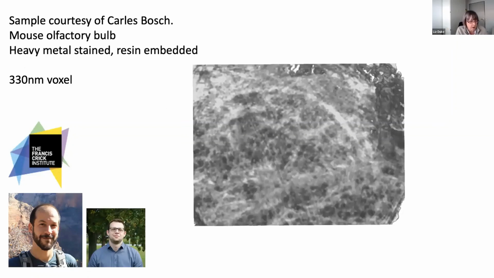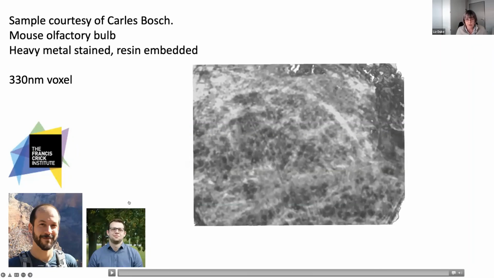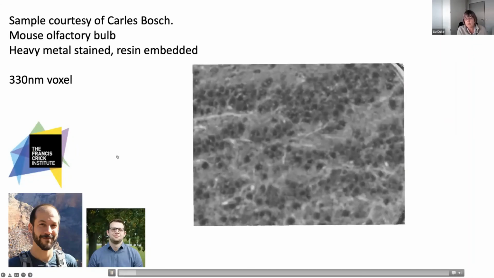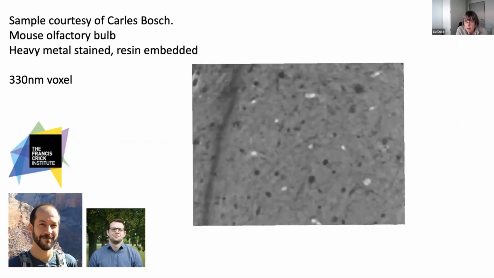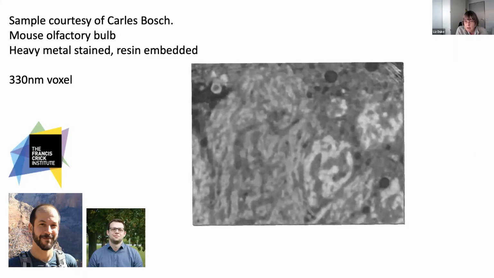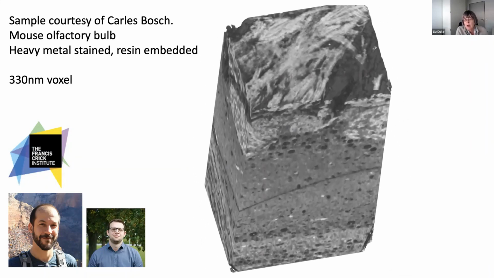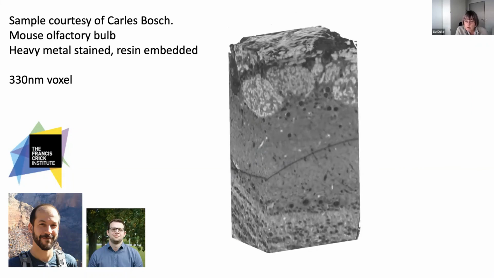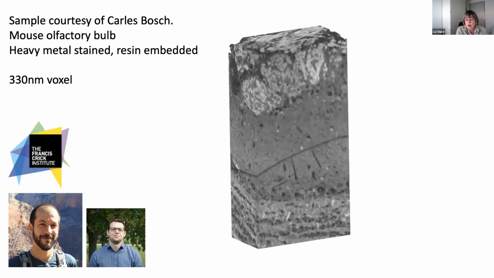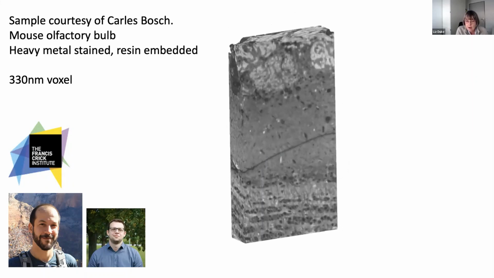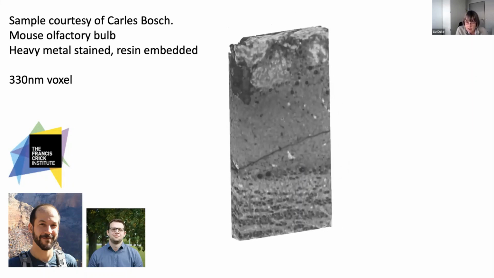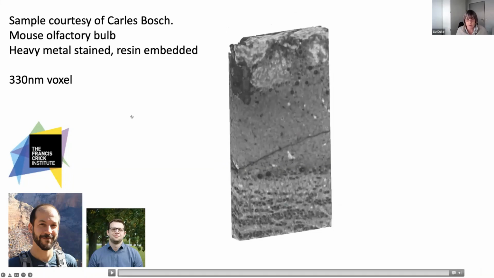And so then moving on, this is brain, courtesy of the collaboration we have with the Francis Crick Institute, and particularly Carlos in Andreas Schaefer's group. This is heavy metal stained, resin embedded brain from a mouse. And here we're able to see the different sections of the brain, and we're down at the level in this particular sample where we can see the apical dendrites. So there are opportunities to use this X-ray imaging as a means of targeting areas of interest in bulk samples, to allow you to collect much higher resolution data by other techniques.